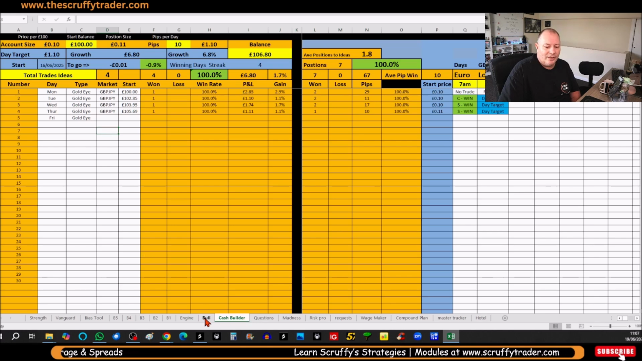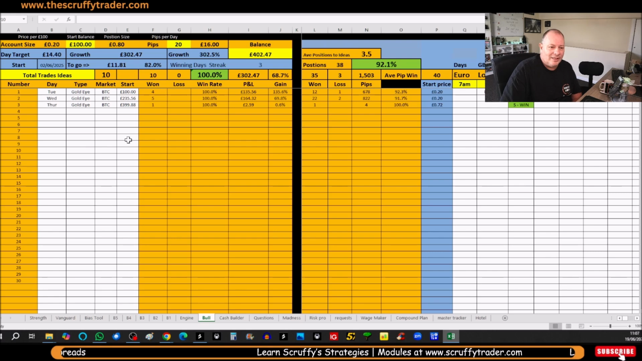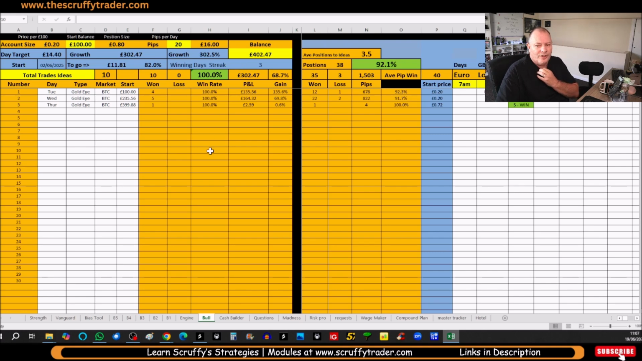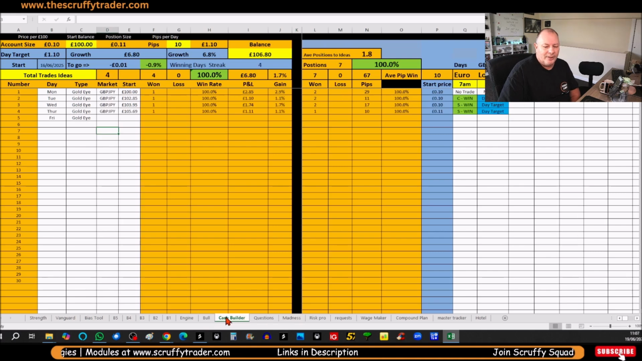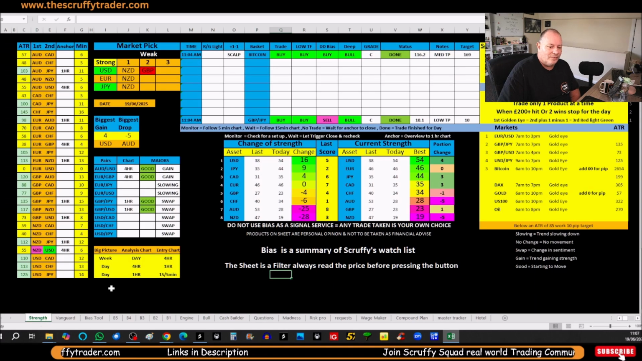I'm also doing another one, which is this. I started it this week as well. The growth on this is amazing. Gone from 100 quid to 400 this week using the same principle, but this one's oversized. This one's working on 20 pips a day with a bigger position size. The cash builder is based on a small position size and 10 pips a day. Okay, so that's what that is.